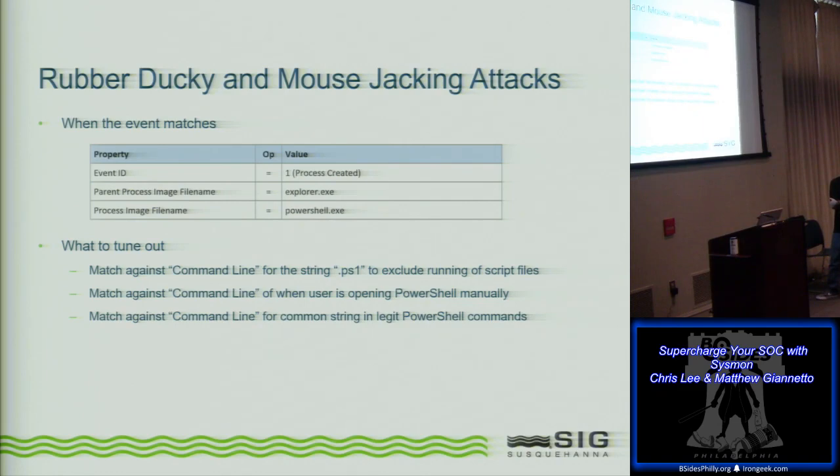So this one's going to require a little bit of tuning, because you're absolutely going to have stuff that runs PowerShell from Explorer. The first one to get rid of is tune out anything where there's a reference to a .ps1 file, where they're potentially double-clicking a script. The attacker, when they're trying to do this, they're not going to be leveraging a PS1 file that's already on disk because they're trying to get that initial foothold. So you won't be tuning out that attack.